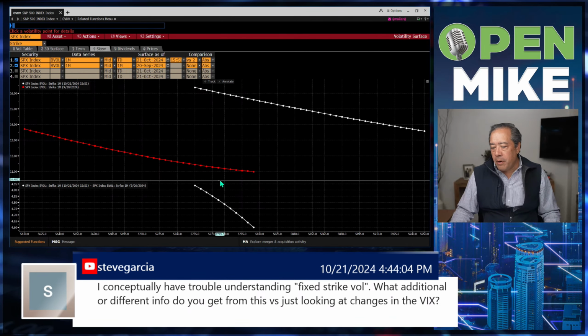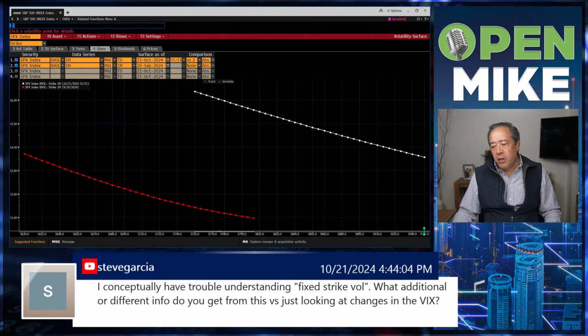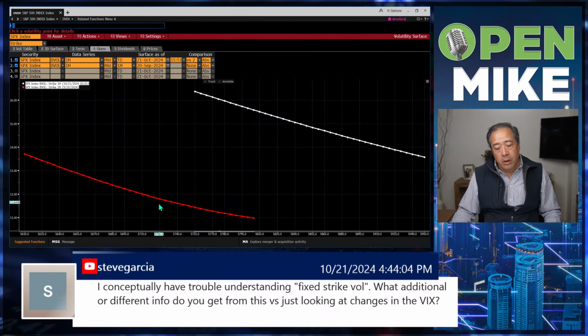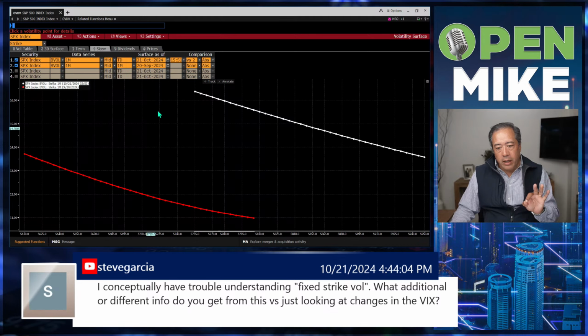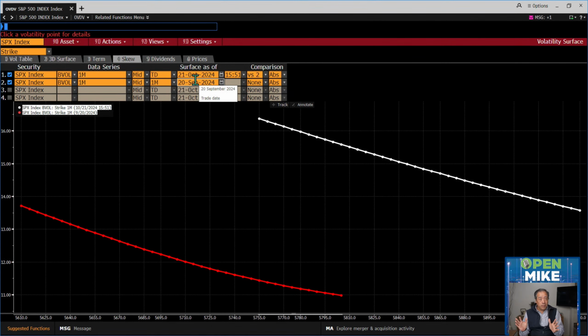Now, if you look at the bottom of my screen, these are all individual strikes. Both of these 2 charts, the white one and the red one, are the implied volatility for options at these strikes on the respective days. I've chosen days that are 1 month apart. The white one is current, and the red one is 1 month ago. Now, you're going to notice a couple things. One is that implied volatility is higher now, and the VIX is higher.